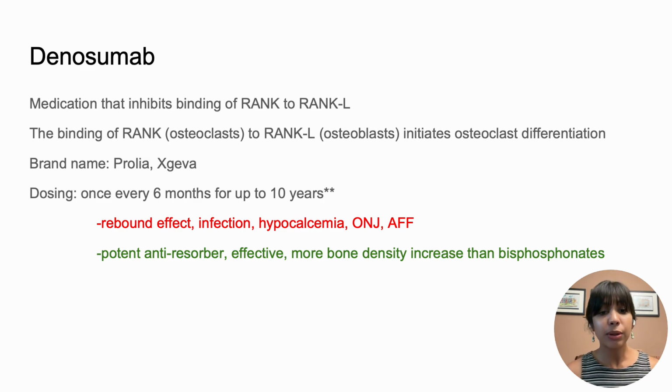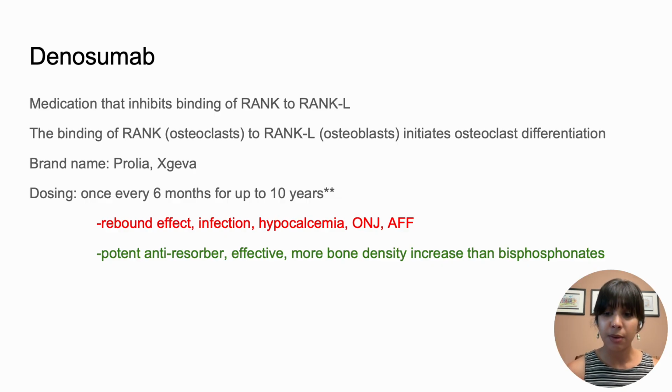The brand names are Prolia or Xgeva, and dosing is once every 6 months for up to 10 years. And I put some asterisks there because we'll get into it. The duration is a little bit more complicated than that. So some of the cons. One of the big cons is something called a rebound effect. This can happen when you come off the drug abruptly and don't transition to a bisphosphonate after the denosumab. And this is important.